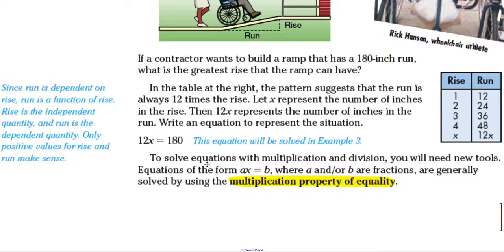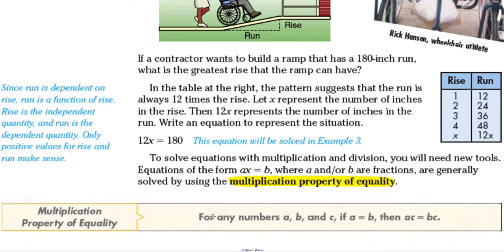Before we proceed to solving that, let's see what the multiplication property of equality states. It simply states that for any numbers a, b, and c, if a is equal to b, then a times c is equal to b times c, or ac is equal to bc.